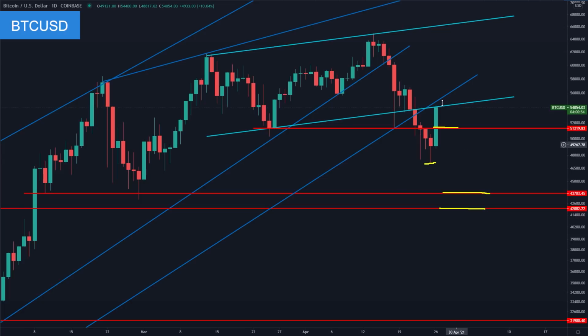But again, as I mentioned, if we do see a daily close above this October trend line, that could re-expose 60,000 and even that $65,000 area.